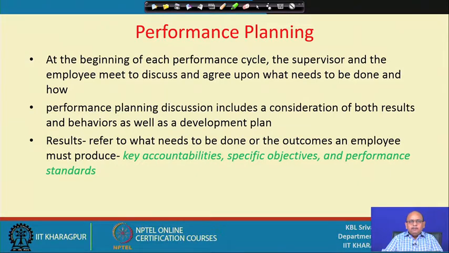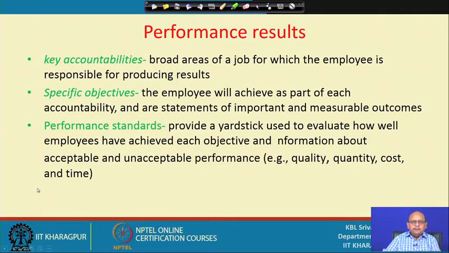So, when we are talking about the results, that is the outcome, for example, sales targets like key accountabilities, specific objectives and performance standards. What we are going to discuss now is what comes under results, that is key accountability, specific objectives and performance standards, and then we will talk about what comes under behaviors. To start with, first we will talk about performance results. Now, key accountabilities include what?